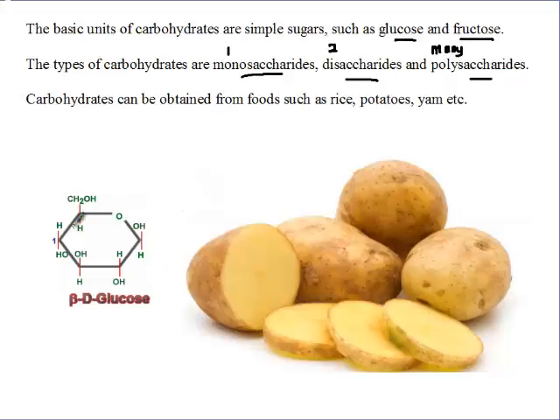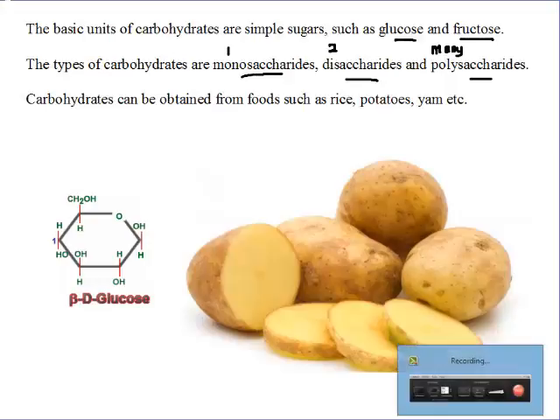This is the structure of glucose. Here we have carbon, we have hydrogen, we have oxygen in this structure. And then just as we learned in the previous lesson, carbohydrates are made up of carbon, hydrogen, and oxygen atoms only.